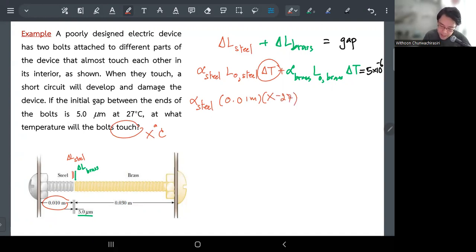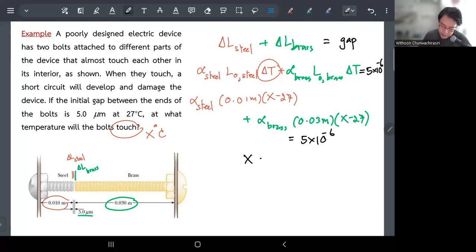Then you just add this on top of the alpha of the brass. You can look it up once again. The original length of the brass bolt is going to be 0.03, and then you multiply by the same delta T there, X minus 27. Equate that to 5 times 10 to the negative 6. And that's it. You will be able to solve for X and you are done. Not bad.